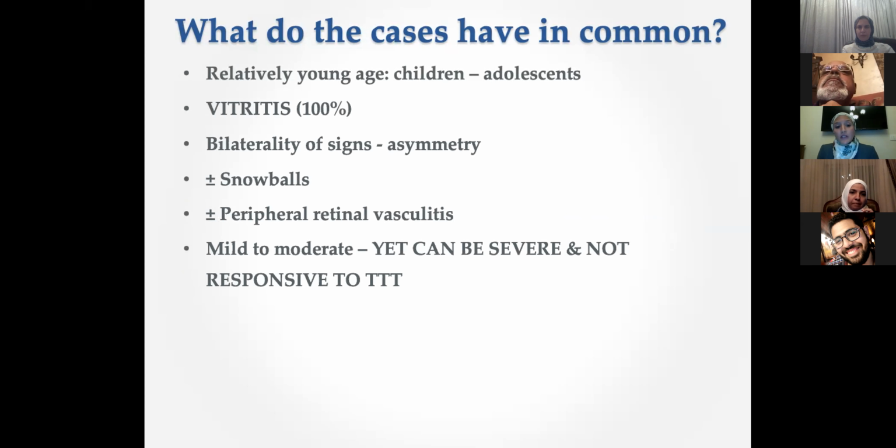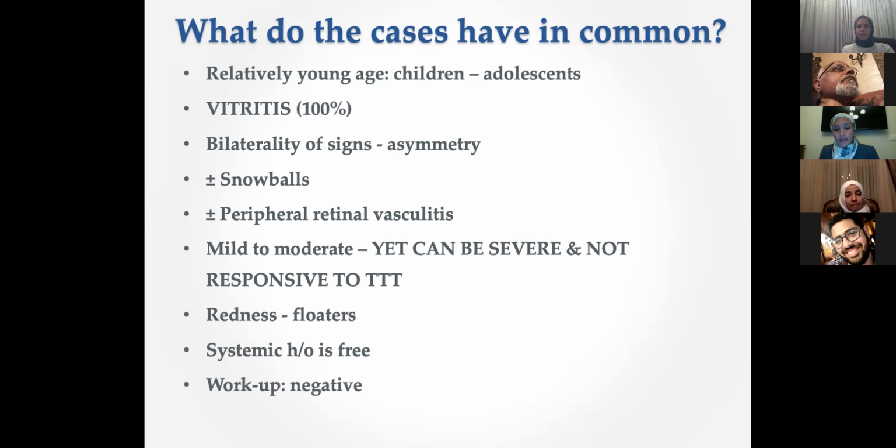Four of the five cases had mild to moderate manifestations, yet intermediate uveitis can be severe and not responsive to the initial therapies. They presented with redness and floaters. That means that they were symptomatic. Their systemic history was free, and their workup was negative. And finally, in all of these cases, because they presented with recurrent redness and manifestations of anterior uveitis, they were misdiagnosed as such.